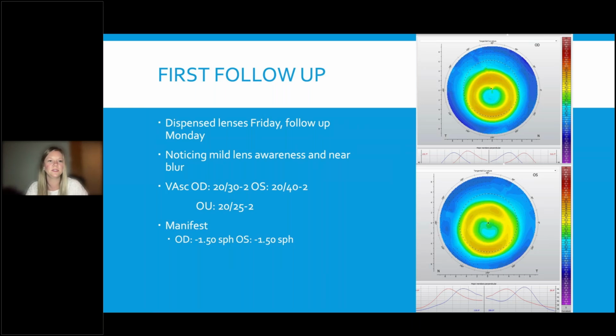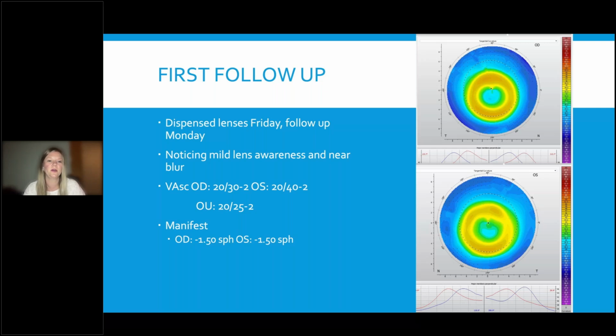So I dispensed the lenses on Friday. I had her come back on Monday. She was already 20/30, 20/40, 20/25 with both eyes. That to me is pretty good. I mean, especially considering this patient was walking around with no glasses, surprisingly, most of the time. Her manifest was a -1.50, so she was pretty centered, treatment zones just a little undercorrected still, but it was only a couple days in, so I was actually pretty darn happy with it.